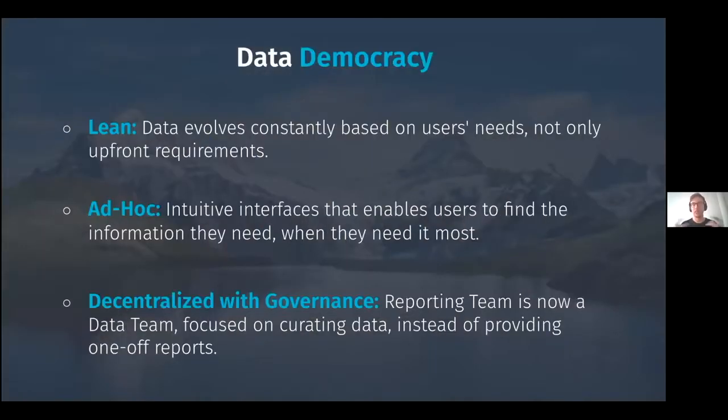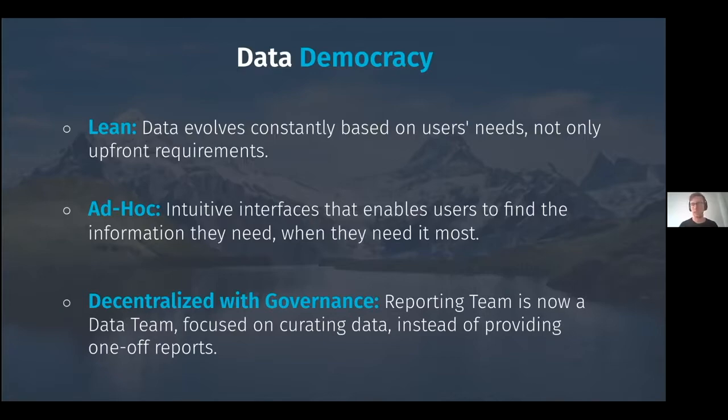The next stage would be this data democracy, right? So from the data side, well, you have the data warehouse. We still want to keep using it and we want to have governance on top of it, but we want to evolve it based on users' needs, right? We want to understand what the users are looking for and prioritize accordingly, not just upfront top-down requirements.